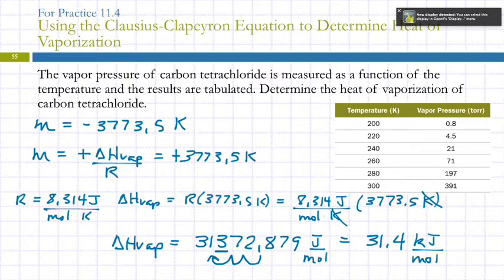Yes? Where did you get the negative 3773? This came from the graph that we made. So it took this data and graphed natural log of P versus 1 over T in Kelvin, and this was the slope of the line. What part of the slope is the one you're talking about exactly? Well, let's see.